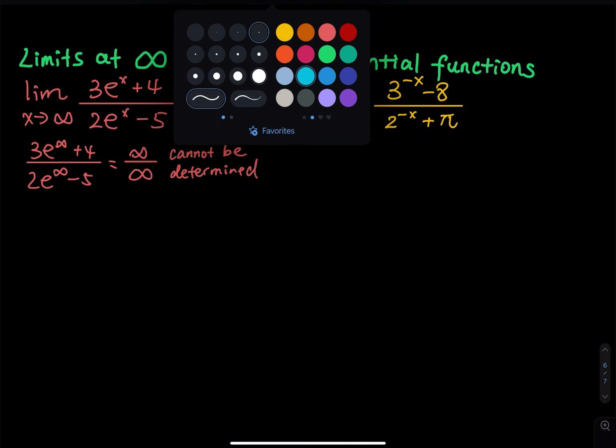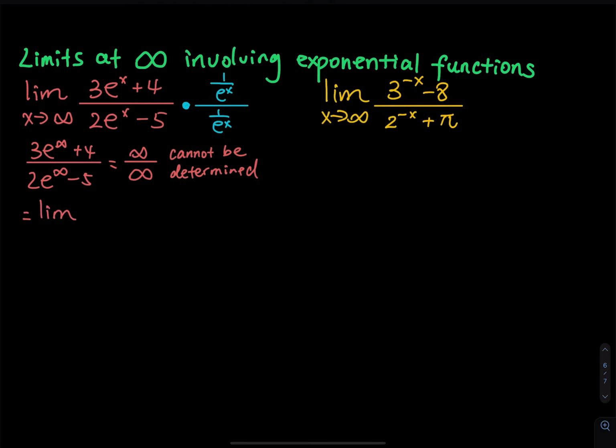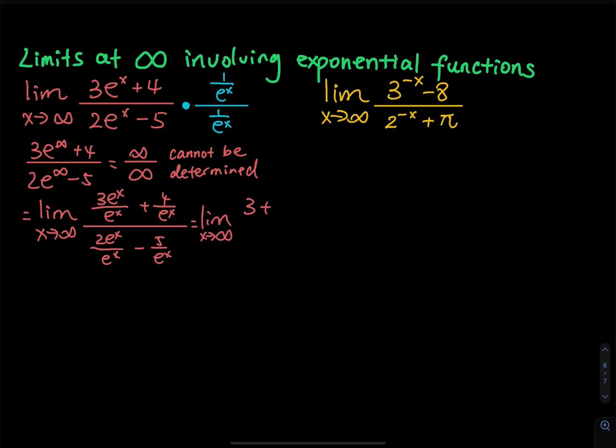All right, so let's continue. That is equal to, always start with equal, and then you write a limit, and then you have 3e to the x divided by e to the x plus 4 divided by e to the x, and then divided by 2e to the x divided by e to the x minus 5 divided by e to the x, and then you simplify that, of course. Then you have the limit as x approaches infinity of 3 plus 4e to the negative x, over 2 minus 5e to the negative x. So once x approaches infinity, all the little fractions become 0 because 4 or 5 divided by infinity is just equal to 0.